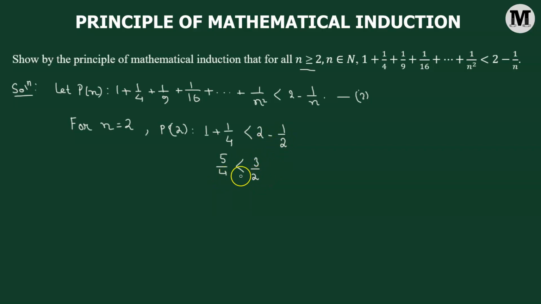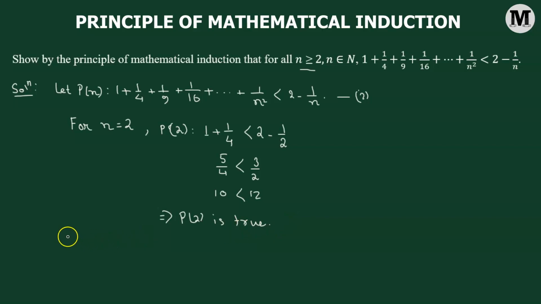Now 4 and 2, the denominators of the two fractions, are positive, so we can cross multiply. So we have 5 times 2, that's going to give us 10. 4 times 3, that's going to be 12. And since 12 is greater than 10, we can say 3 over 2 is greater than 5 over 4, which means that our statement is true. This simply tells us that P of 2 is true. So this is a true statement. But we'll have to verify that it is true for other natural numbers as well.